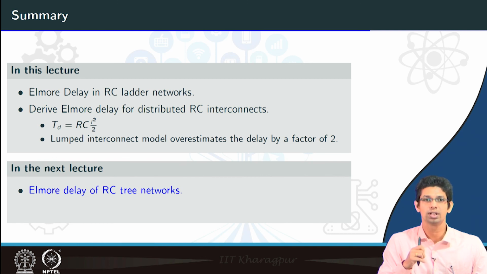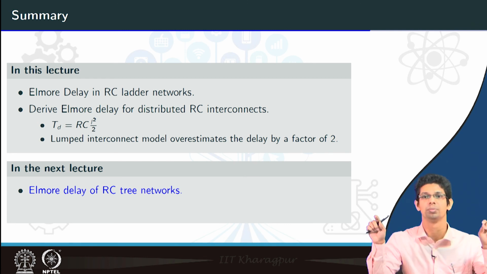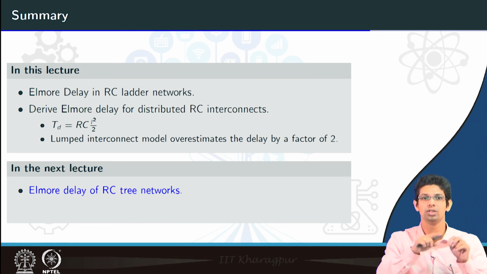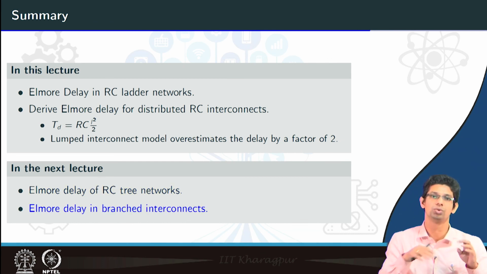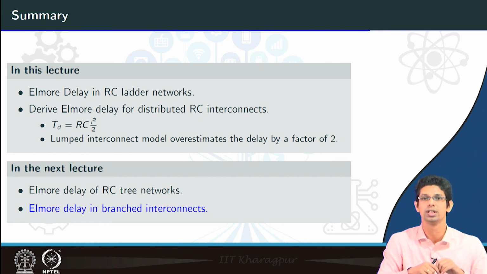In the next lecture we will be continuing with this discussion. We will be taking specific cases of RC networks. We do not have a single path now, we will be having branching in our RC network. So, we will form a tree of RC components, and then we will see how that extends to analyzing branched interconnects.